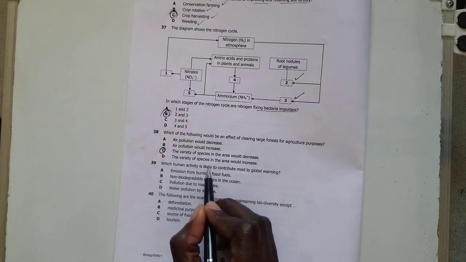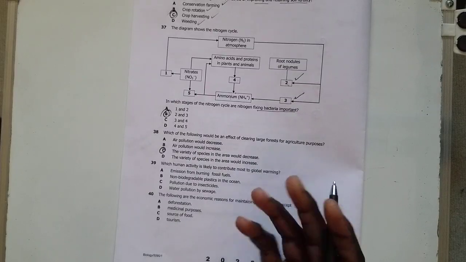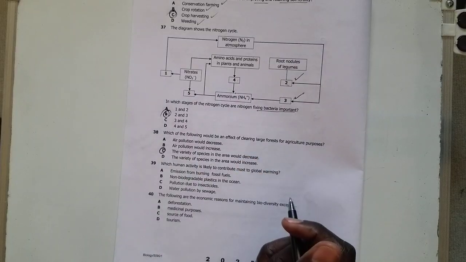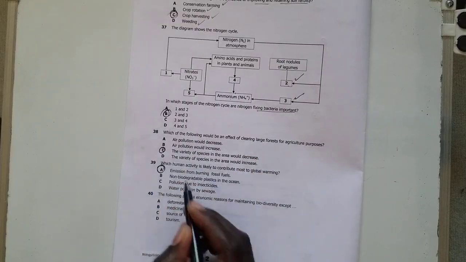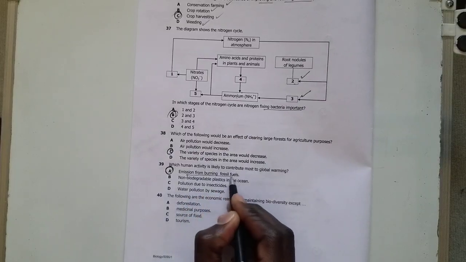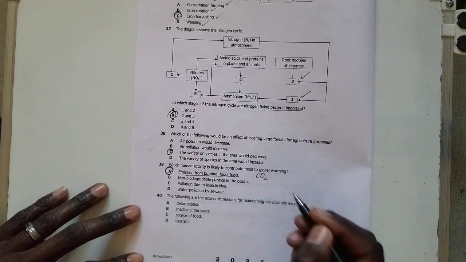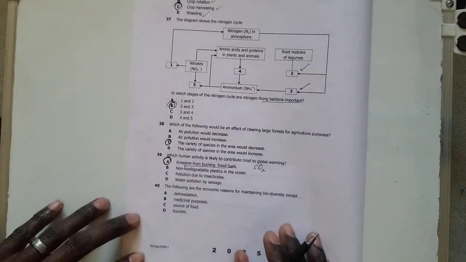39, which human activity is likely to contribute most to global warming? So increase of the Earth's temperature, leading to flooding. So usually that is caused by emission from burning of fossil fuel. When we burn things, we release carbon dioxide, which is simply a greenhouse gas that causes global warming.